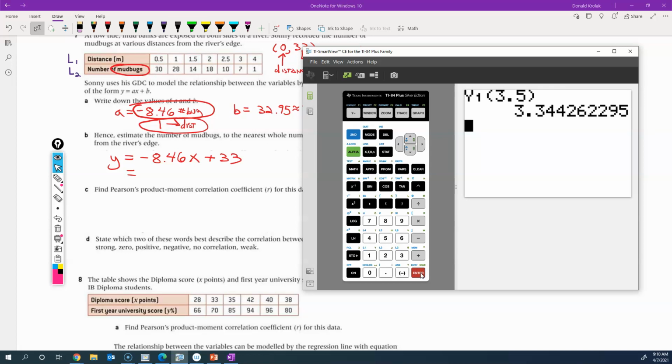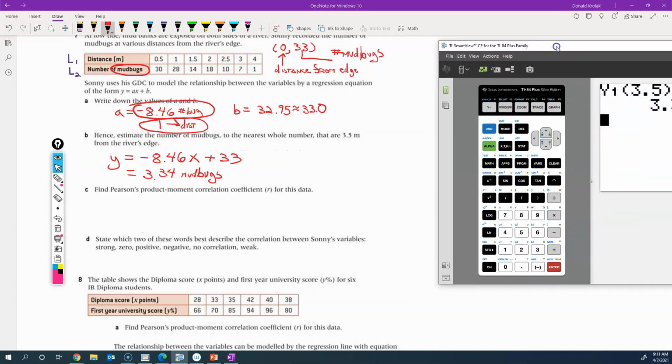Okay, so if we did it letting the calculator use the longer versions, we'd have mud bugs. Okay, yeah, and you'd round it to the nearest whole number. Right. So the nearest whole number would be 3 mud bugs.